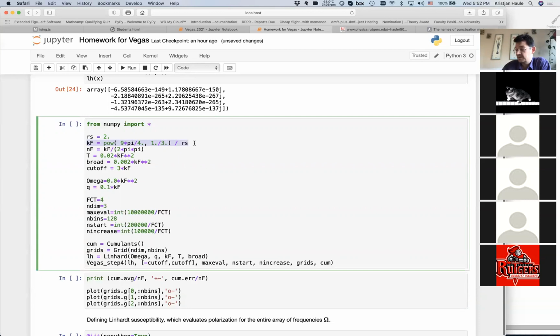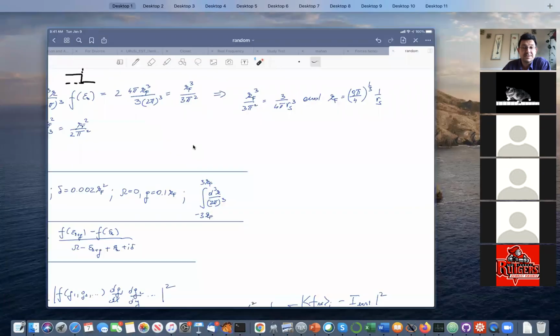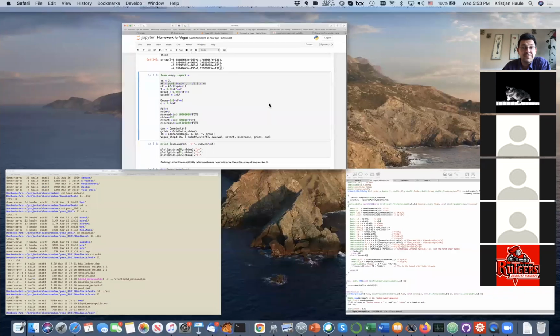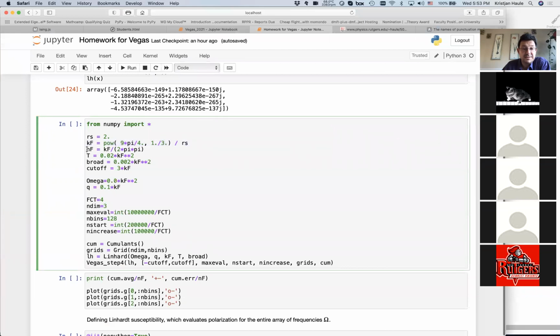momentum with this formula which we derived, which is 9 pi divided by 4 to the power of 1/3 divided by Rs. So again, this value of Kf is 9 pi divided by 4 to the power of 1/3 divided by Rs. That's something that we derived. Then this is the number of states at the Fermi level, again something that we derived, Kf divided by 2 pi square. Then temperature, we said it has to be 0.02 of Fermi energy, or Kf square. Broadening has to be 0.002 Kf square, we said, and we take cutoff to be 3 Kf.